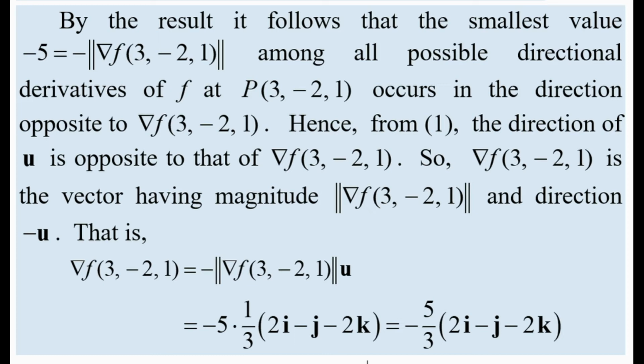So grad f at the point (3, -2, 1) is the vector having magnitude of grad f at (3, -2, 1) and direction negative u. That is, grad f at the point (3, -2, 1) is equal to negative of the magnitude of grad f at (3, -2, 1) times the vector u, which is equal to negative 5 times 1/3 into (2i - j - 2k), which is the vector negative 5/3 times (2i - j - 2k).